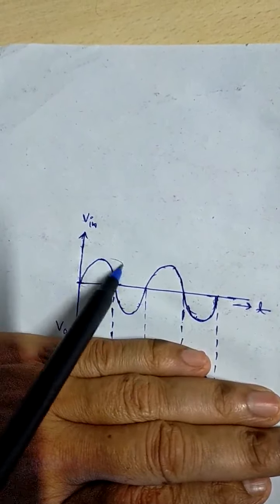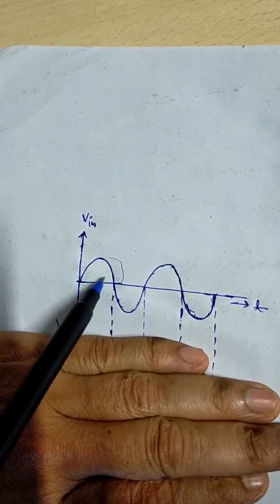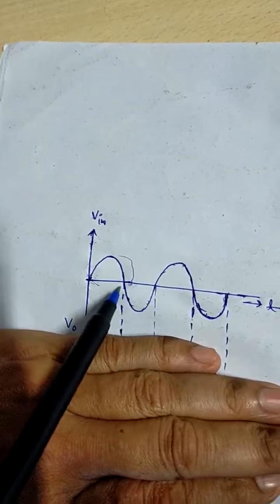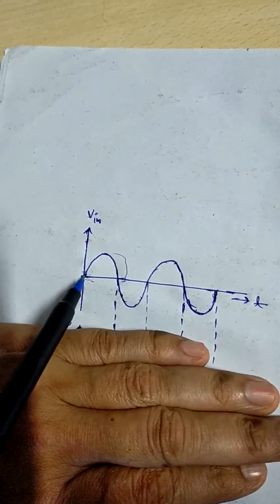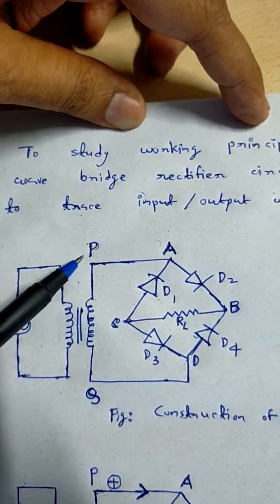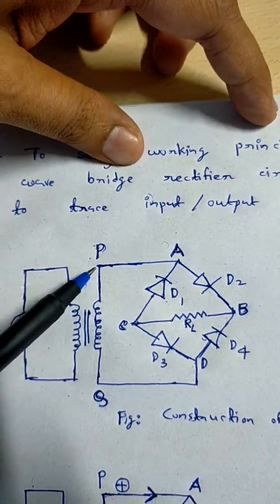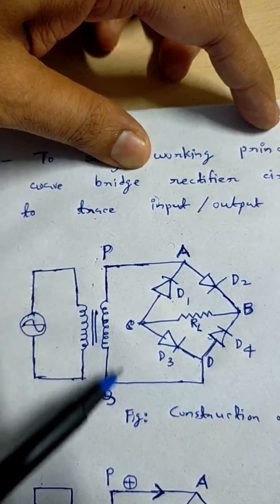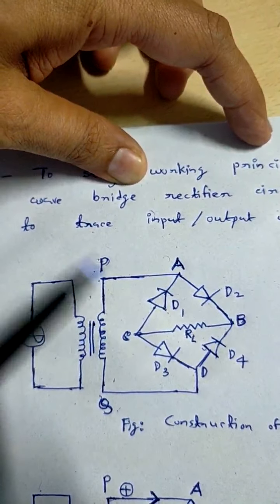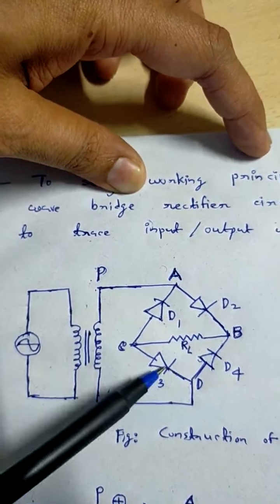So first of all, we will see the operation of the rectifier circuit during the positive half cycle. Thereafter, we will see the operation during the negative half cycle. So first of all, during the positive half cycle. Positive half cycle means, see, when P will be at a positive or higher potential with respect to Q, then what will be the operation of the rectifier, that we will see.